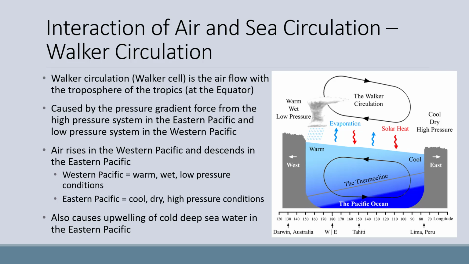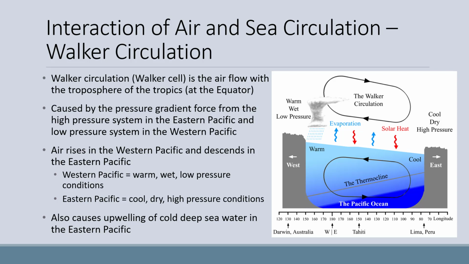Walker circulation is caused by the pressure gradient force that results from a high pressure system over the eastern Pacific Ocean and a low pressure system over Indonesia in the western Pacific. The western side of the equatorial Pacific is characterized by warm, wet, low pressure conditions as the rising air masses condense and dump water out. The eastern Pacific is the opposite. It is defined by cool, dry, high pressure conditions.